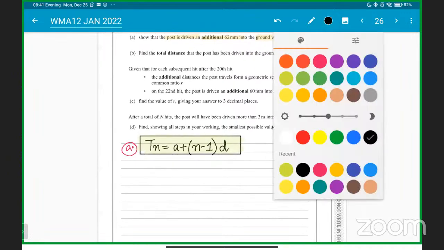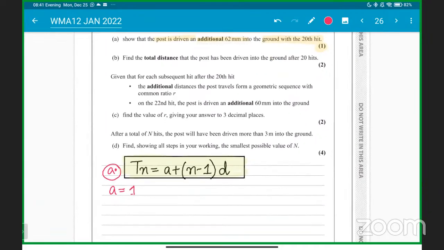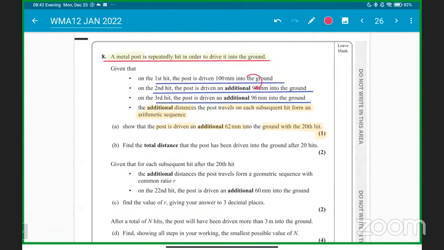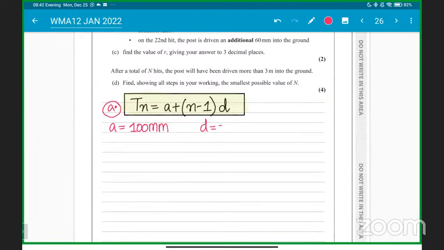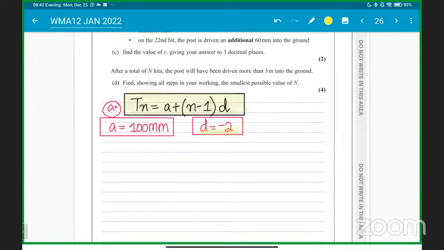So the term is a plus n minus 1 times d. Here, a is 100 millimeter into the ground. d is the common difference. After 100 it becomes 98, and from 98 it becomes 96, which means the common difference is -2 after every hit; the millimeter is being reduced. So a is 100 millimeter and d is -2. The first thing is to identify this.